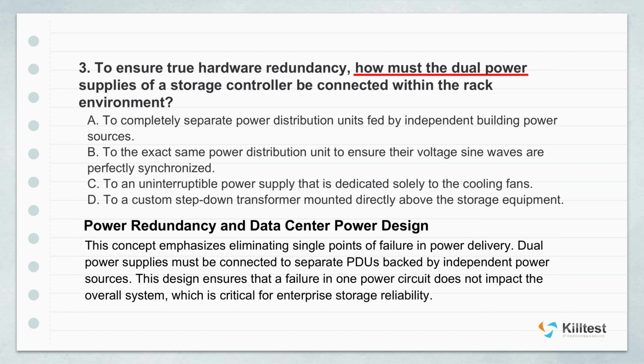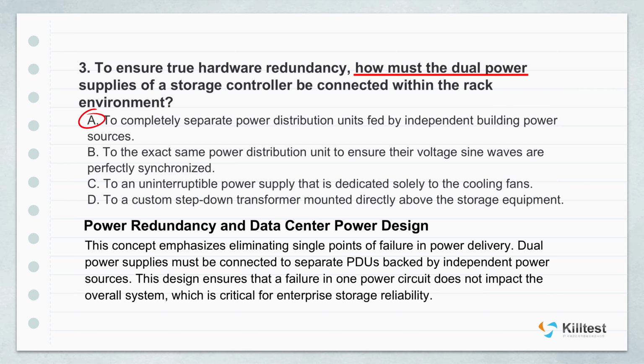This question really tests your fundamental understanding of risk mitigation. The correct answer is A. You must connect the dual power supplies to completely separate power distribution units, or PDUs, that are fed by independent building power sources. I am going to play devil's advocate again here. Let's look at the real world. Say I have a massive enterprise-grade power strip, a top-of-the-line PDU with a built-in battery backup. Why can't I just plug both power supplies into that one amazing strip?